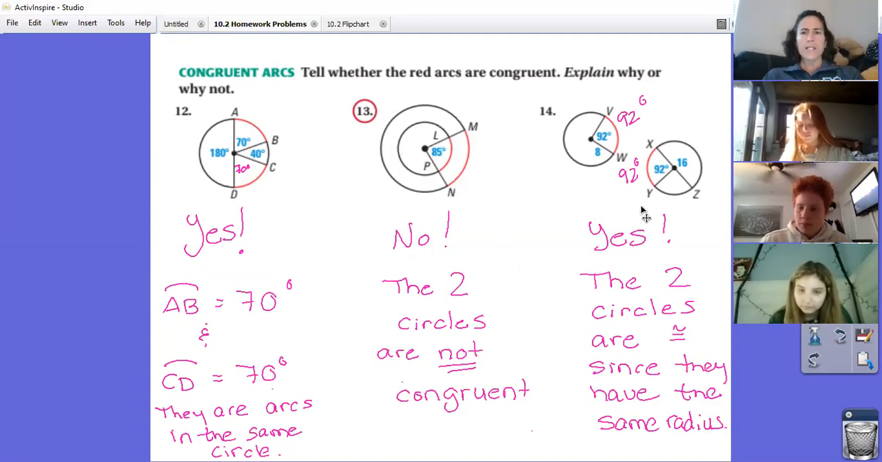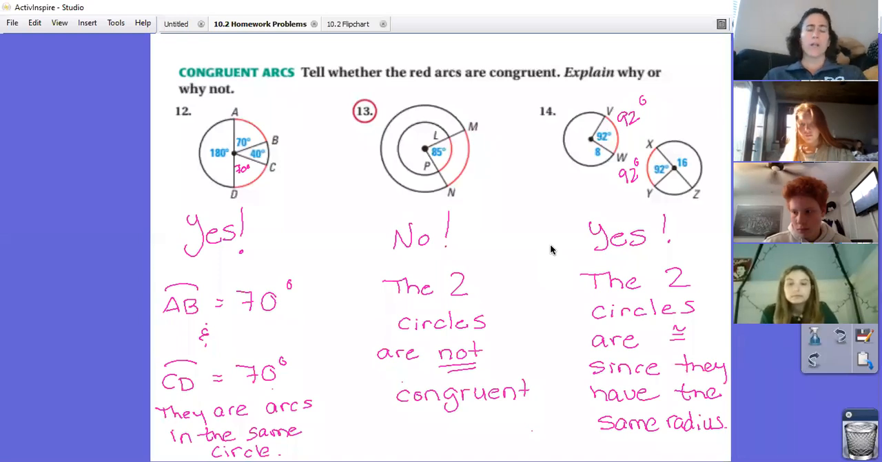If you look at 14, they both have a measure of 92, so the arcs would be 92, and they also come from congruent circles. This radius is 8, and here they told you the diameter is 16, so the radius will also be 8. So these two circles are congruent. Whereas number 15, the two circles are not congruent. They have different radii. So it's an "and" statement. It has to fit both criteria: congruent circles and the same measure. Okay.